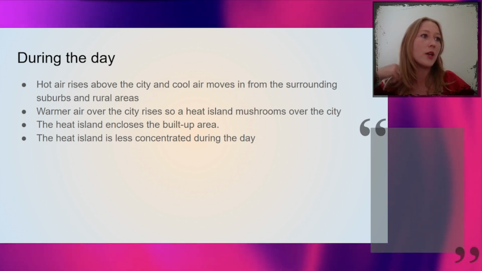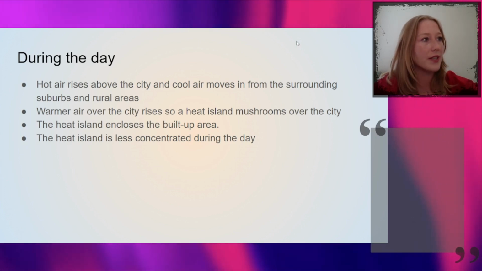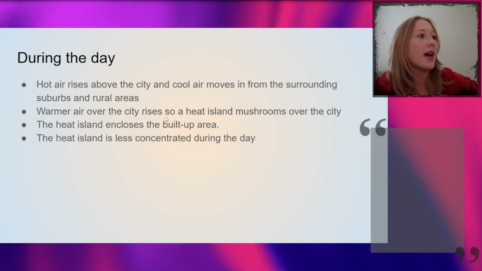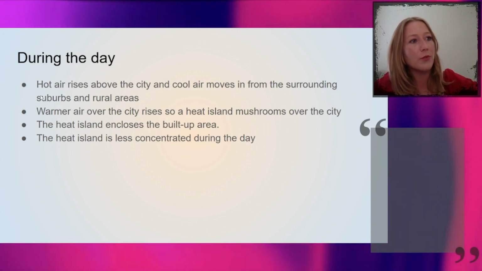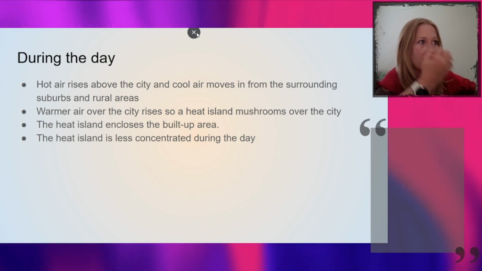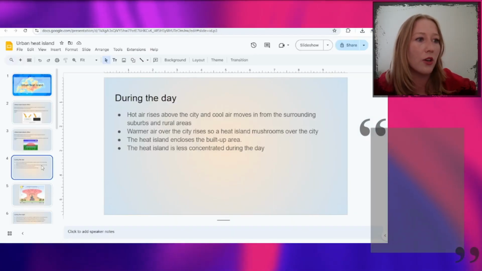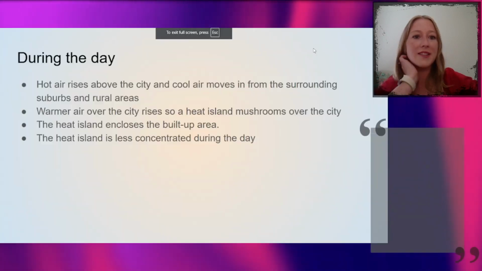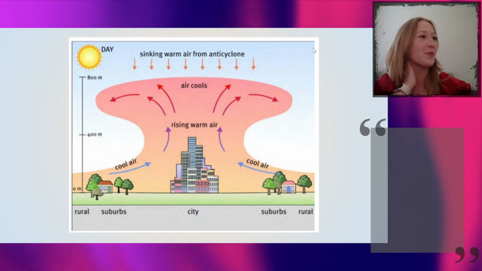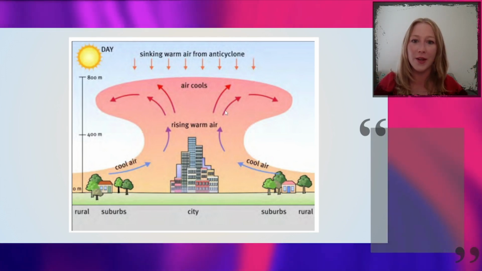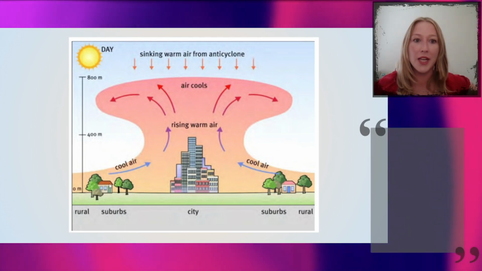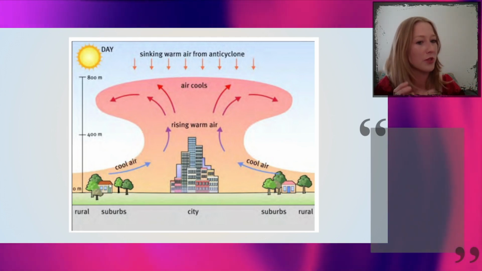So during the day, we have hot air rising above the city. We know that hot air rises. And the cool air moves in from the surrounding suburbs or rural areas. I think I did see a nice side view of this somewhere. Oh, sorry, it's literally on the next slide. There it is. There's the nice side view. Okay, so we have the hot air rising, and we have some cool air coming in from the sides, from the rural areas coming towards the middle.